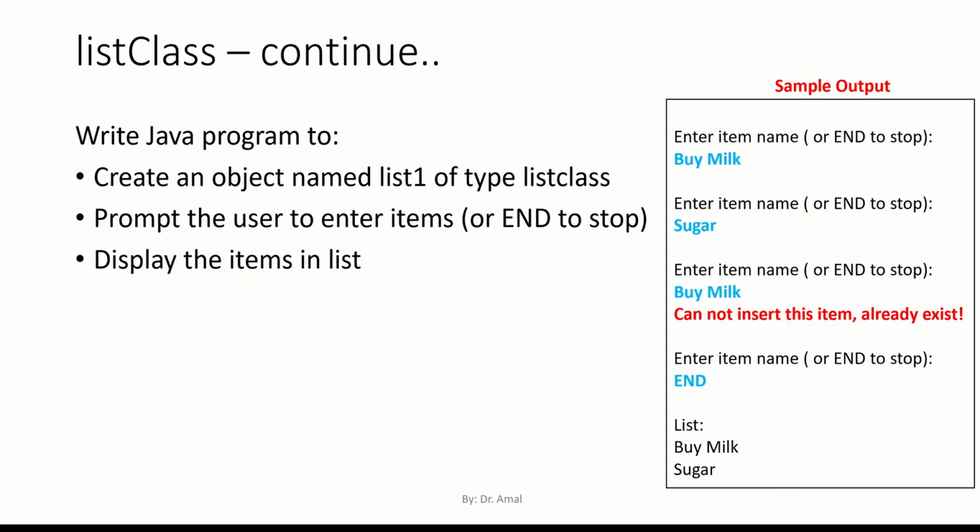Now we will continue by writing another Java program. We will create an object and we will ask the user to enter the items or end to stop, and we will display the items. So for example, we will create the object and we will enter the item, for example, buy milk, sugar. If we say buy milk again, it should not be added because this is already there. And then we will output the values that we have.